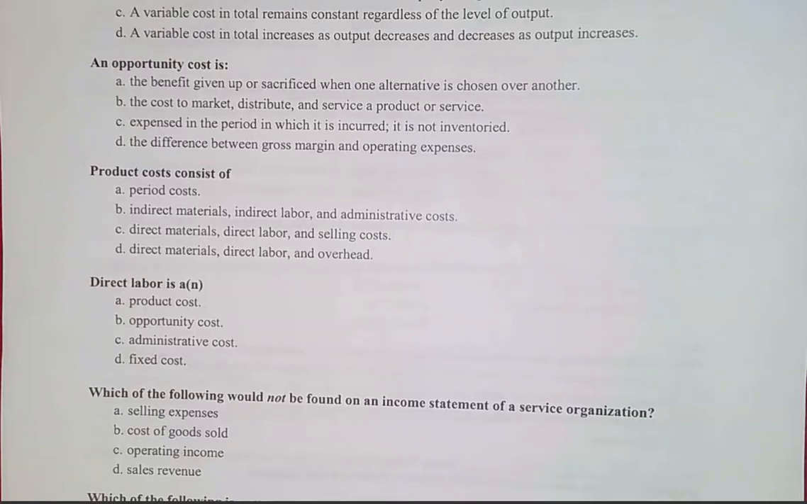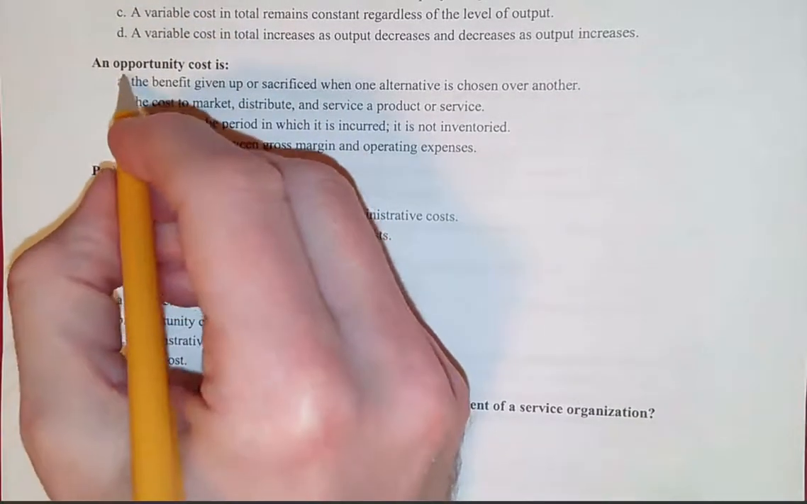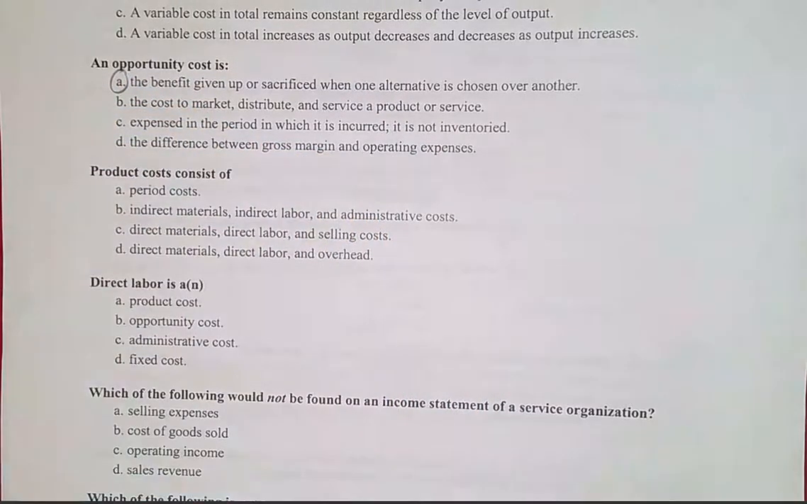So that's wrong. The difference between gross margin and operating expenses, that is also wrong. So we were correct. Let's see, where is it? Choice A. Remember, one of the components of managerial accounting is decision making. And so in a business, I want to kind of talk about the concept of opportunity cost.